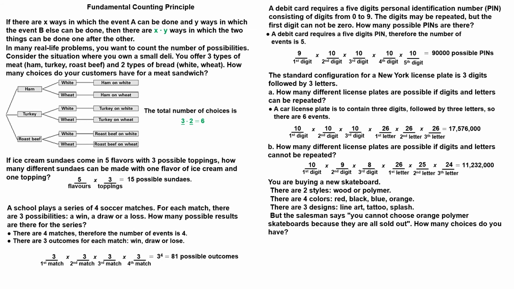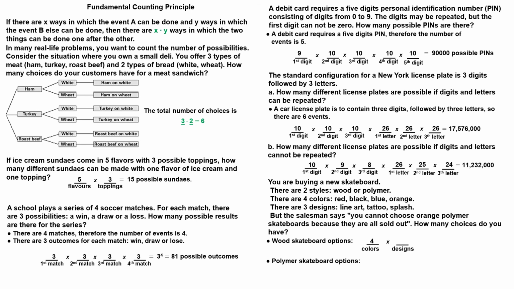Some situations involve dependent events. Your choices are no longer independent of each other. The color options now depend upon which style board is chosen, wood or polymer. With dependent events, the outcome of one event does affect the outcome of another event. The fundamental principle of counting applies to both dependent and independent events. But we must be careful when applying it.